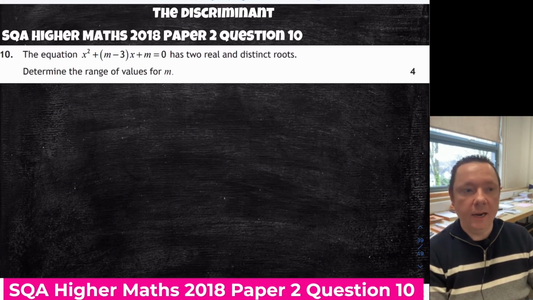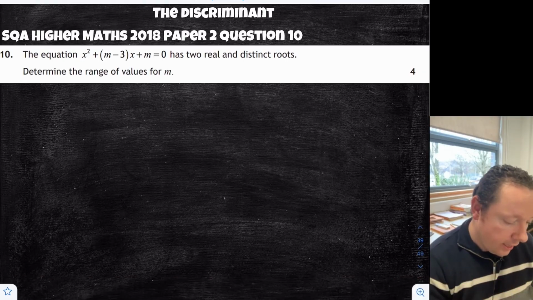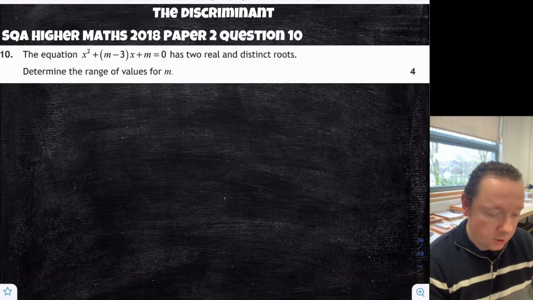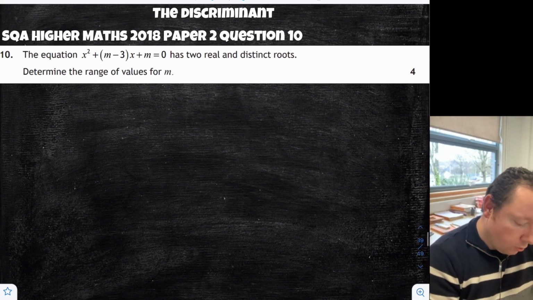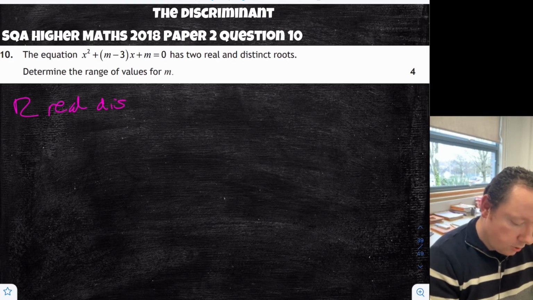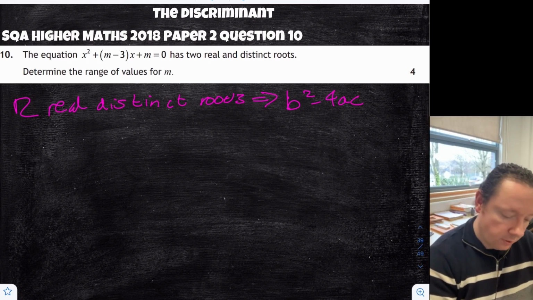Okay, the discriminant, SQA Higher Maths 2018, paper 2, question 10. The equation x squared plus (m minus 3)x plus m equals 0 has two real and distinct roots. Determine the range of values for m. So, two real distinct roots. That implies that b squared minus 4ac must be greater than 0.